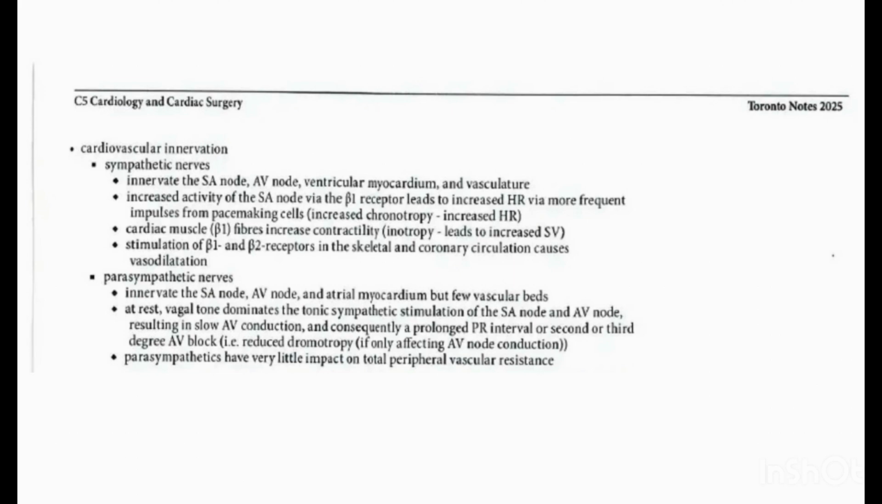Finally, because the parasympathetic system has such sparse distribution to the blood vessels, it's worth noting that it has very little impact on total peripheral vascular resistance. High-yield terms to emphasize: chronotropy, heart rate, sympathetic increases it; inotropy, contractility, stroke volume, sympathetic increases it; dromotropy, conduction velocity, parasympathetic vagal tone decreases it. Thanks for your attention.